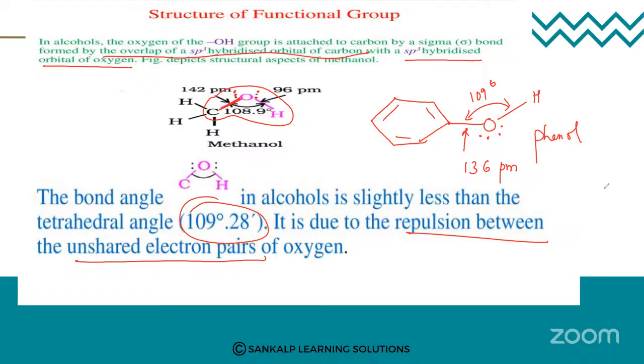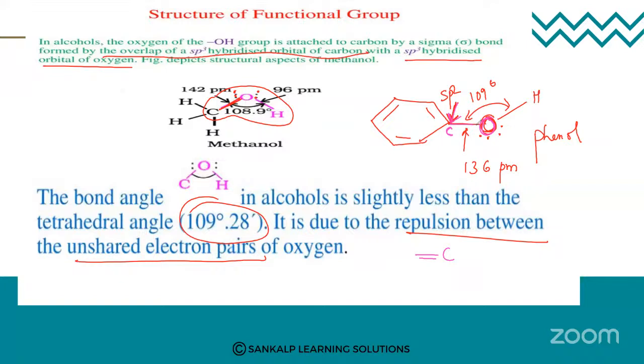Then when you see phenols, the oxygen of the phenolic OH group is directly attached to what? It is attached to an sp2 hybridized carbon. sp2 means the carbon is next to a carbon-carbon double bond. So the OH group is attached to the sp2 hybridized carbon atom of the aromatic ring. Now this is the C-O bond.